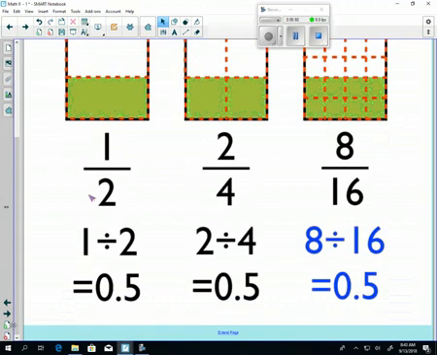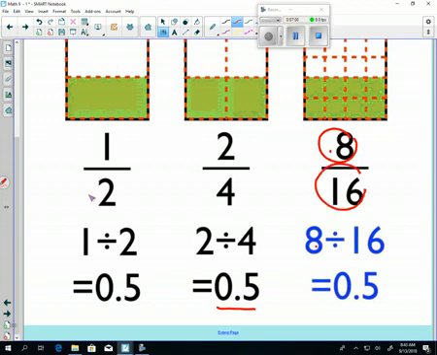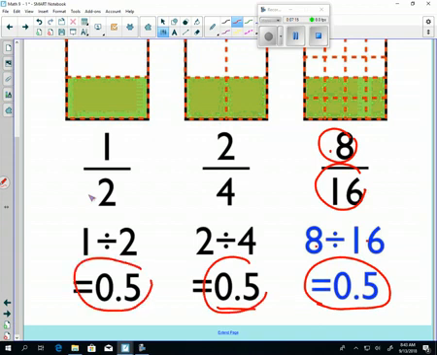And if I were to divide 1 over 2 and make it a decimal, I get 0.5. If I take 2 over 4, 2 divided by 4, I get 0.5. And if I have 8 divided by 16, I still get 0.5. So because I have the same decimal here, all of these fractions are equivalent. Okay? Very good.